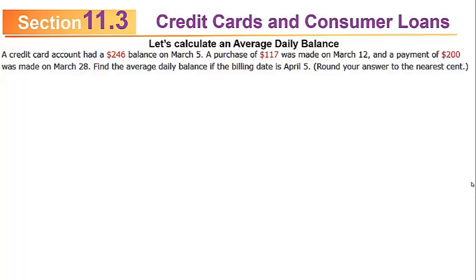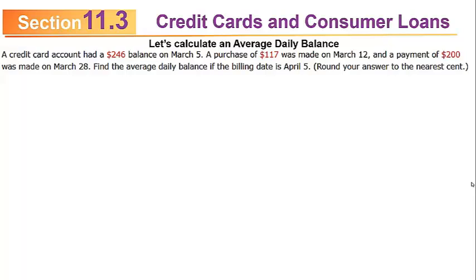Here's an example. A credit card account had a $246 balance on March the 5th. A purchase of $117 was made on March the 12th, and a payment of $200 was made on March the 28th. Find the average daily balance if the billing date is April the 5th, and round your answer to the nearest cent.